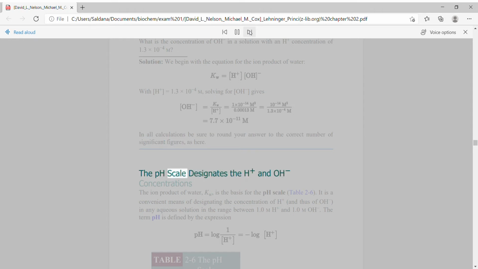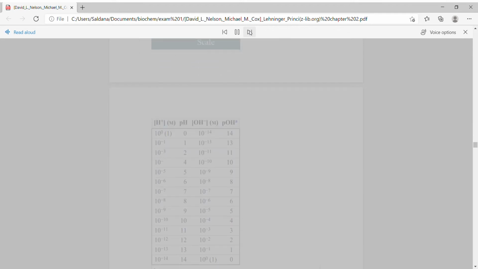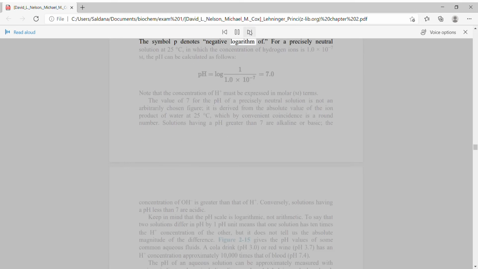The pH scale designates the H+ and OH- concentrations. The ion product of water, Kw, is the basis for the pH scale, table 2-6. It is a convenient means of designating the concentration of H+, and thus of OH-, in any aqueous solution in the range between 1.0 M H+ and 1.0 M OH-. The term pH is defined by the expression pH = log 1/[H+] = -log [H+], where the symbol p denotes negative logarithm of.